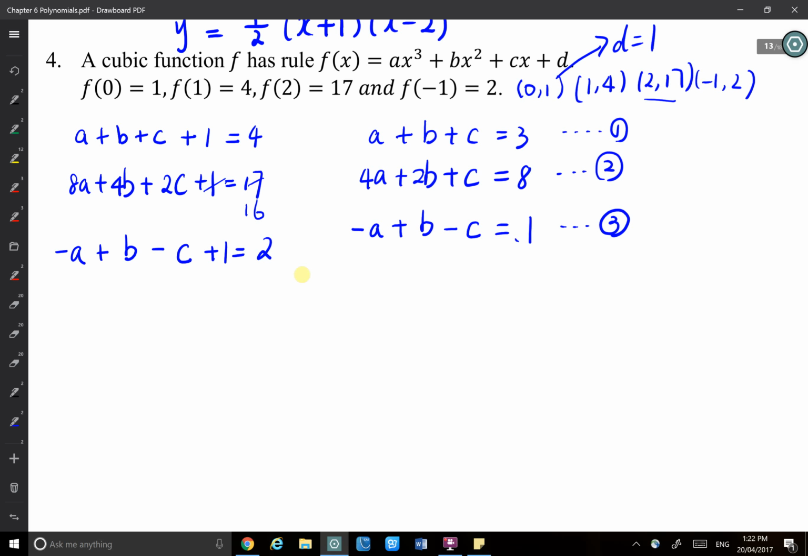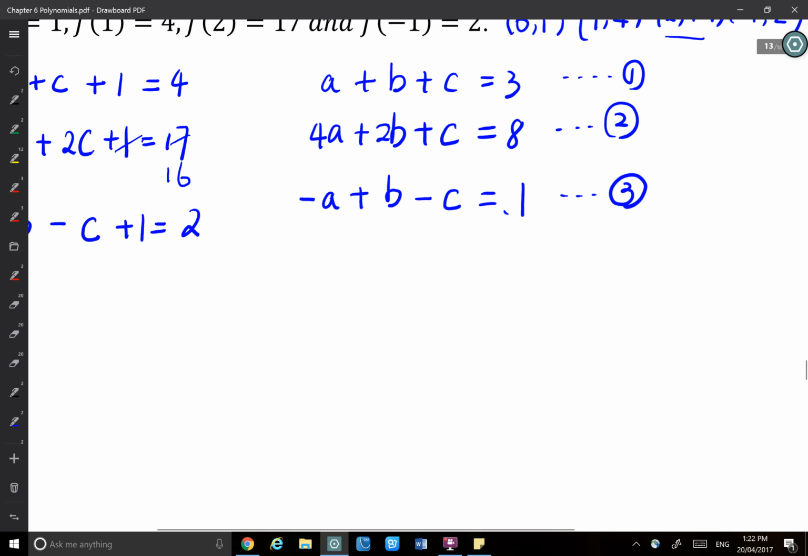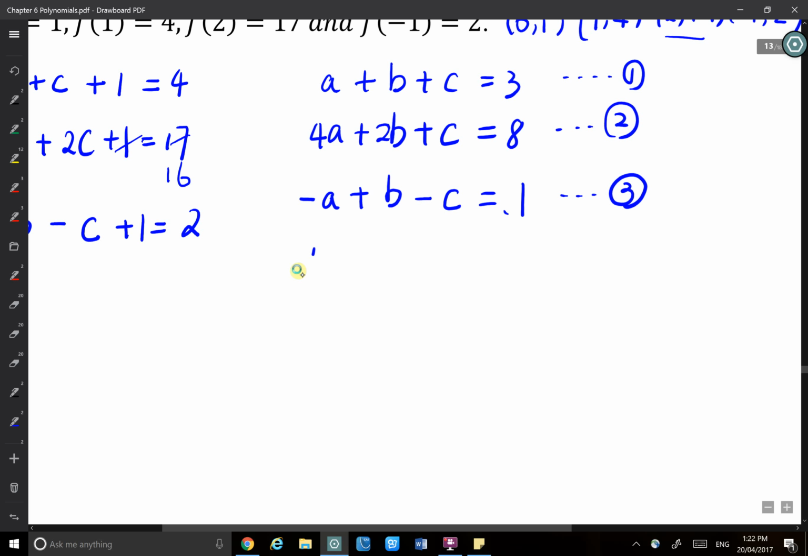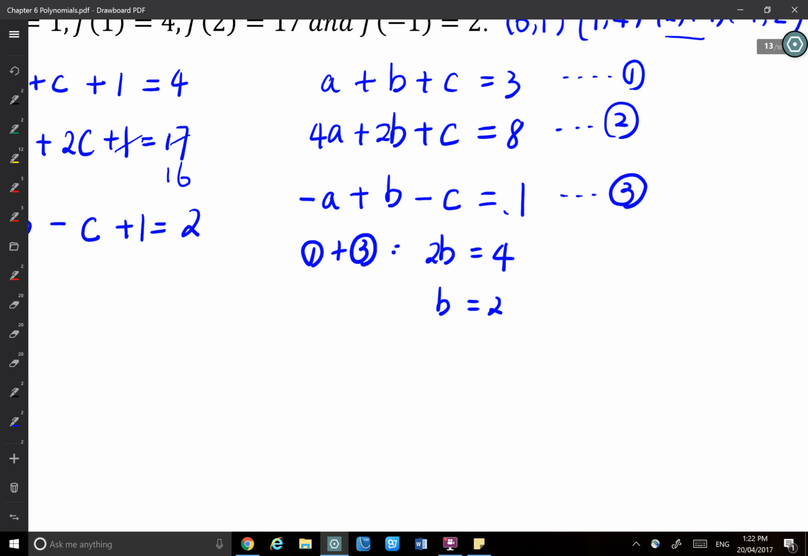Okay. Get it. Let's have a look at the first one and the third one. You have positive a and you have negative a. You have positive b, you have positive b. You have positive c and negative c. Can you see a and c in the first one are positive, in the third one are negative? You can eliminate by adding them. If you add equations 1 and 3, you have 2b equals 4. Then b equals 2.